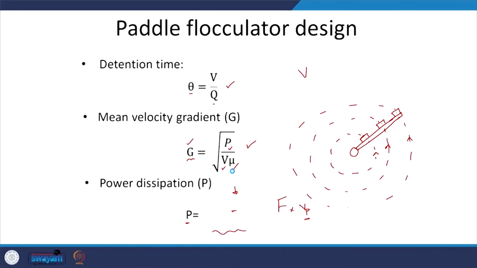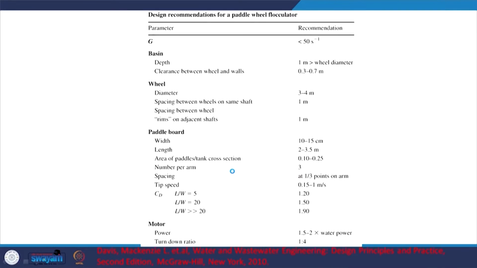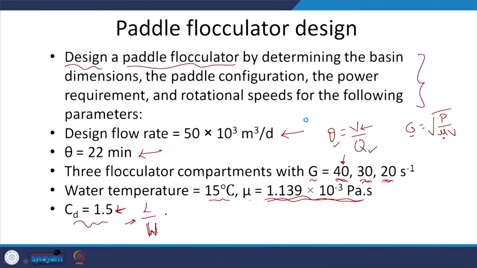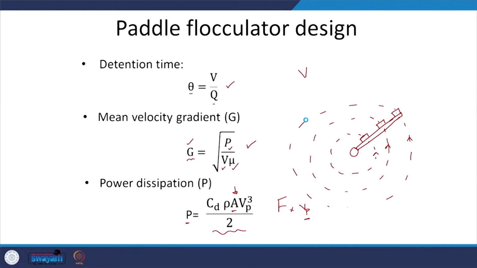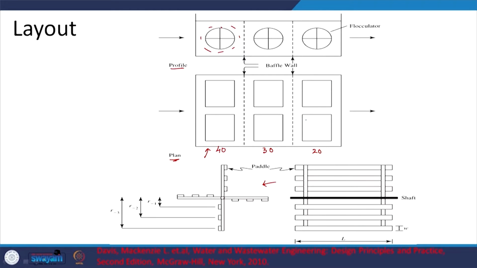How do I get the information related to spacing? Well, we will look at the usual recommendations for a paddle wheel flocculator. With respect to the wheel and the paddle board, we also have the spacings given. These are general thumb rules which will be provided to you, so that's not an issue. Different distances from the relevant center will affect the velocity of that particular paddle. That's something to keep in mind.